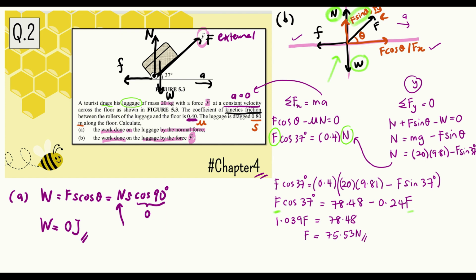We are nearly at the end. To answer the question, we calculate the work done, which is equal to F s cos theta. F is 75.53, times displacement 0.8, times cos 37. And the answer is 48.257 joule.